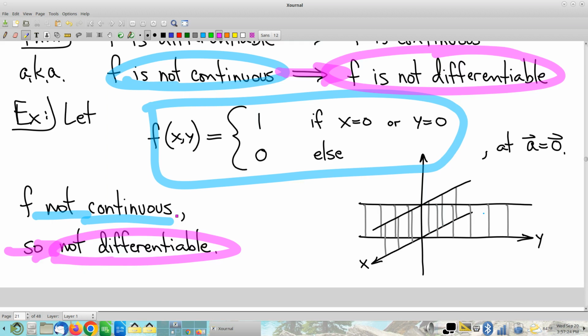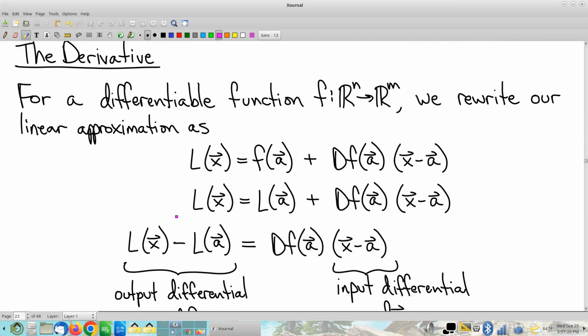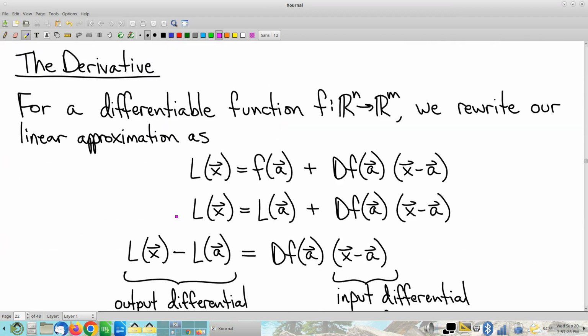Okay. All right. Let's talk about derivatives. Y'all will recall that one of the first things I said about derivatives is there's a bunch of them. We've seen several of them at this point. Partial derivatives.